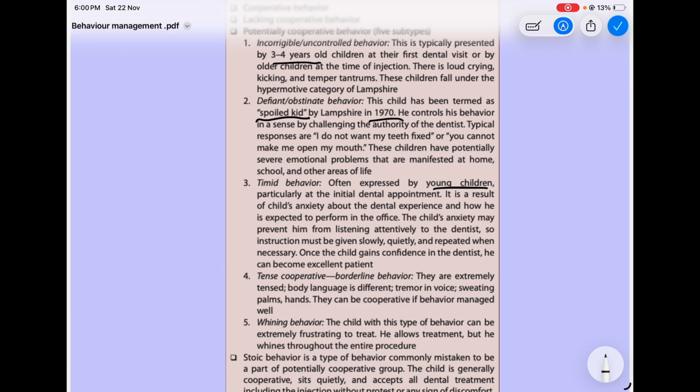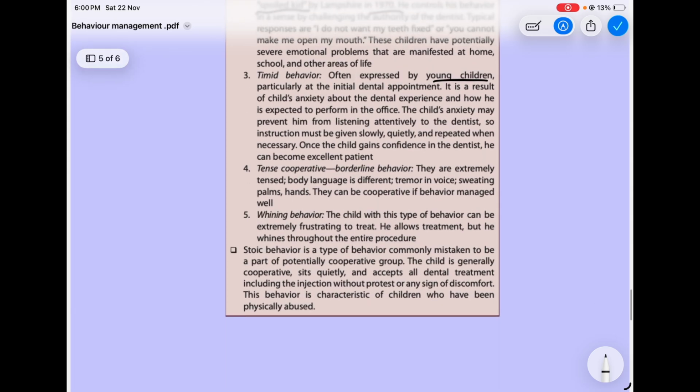Tense cooperative borderline behavior. They are extremely tense. Body language is different: tremor in voice, sweating palms, hands. They can be cooperative if behavior is managed well. And whining behavior. The child with this type of behavior can be extremely frustrating to treat. He allows treatment, but he whines throughout the entire procedure.